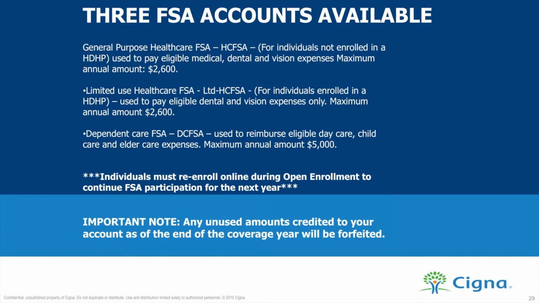So the general purpose or the full purpose flexible spending account, this is the one that you cannot have with a health savings account. This is for individuals not enrolled in a high deductible health plan, and you are eligible to pay for medical, dental, and vision expenses with an annual amount of $2,600. So you can elect up to $2,600 to pay for those expenses.